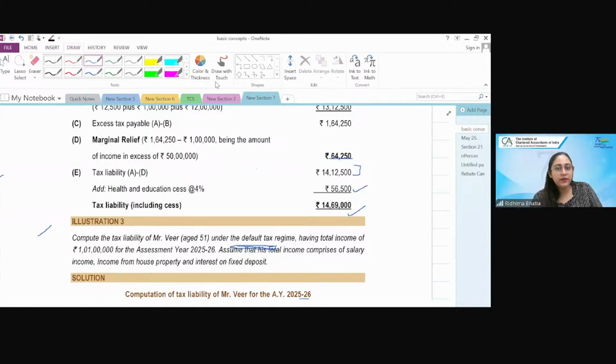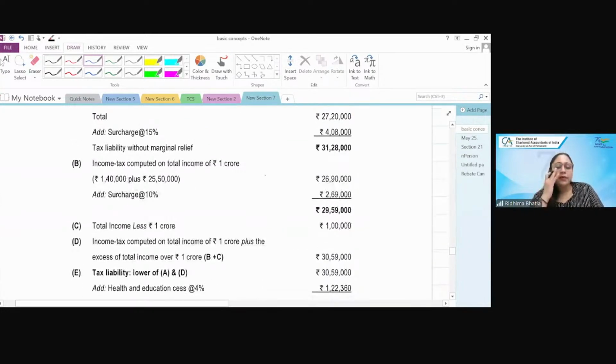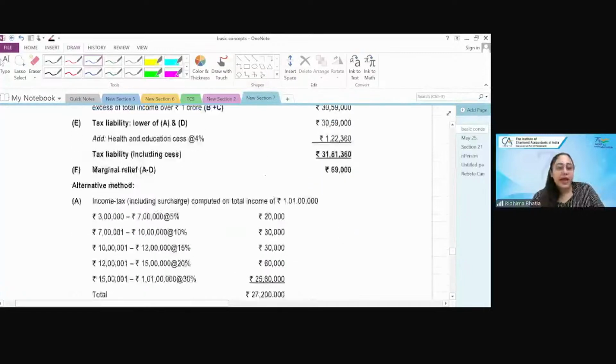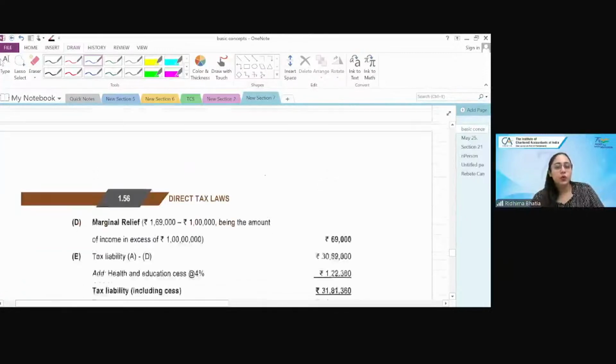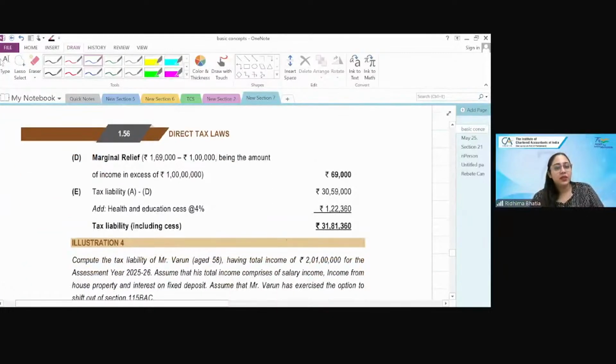चलिए आगे. Sorted everyone? Perfect. Now illustration 3 is done. Same 1 crore 1 lakh pay. Tax final would come to 31,81,000 after a relief of 69,000.